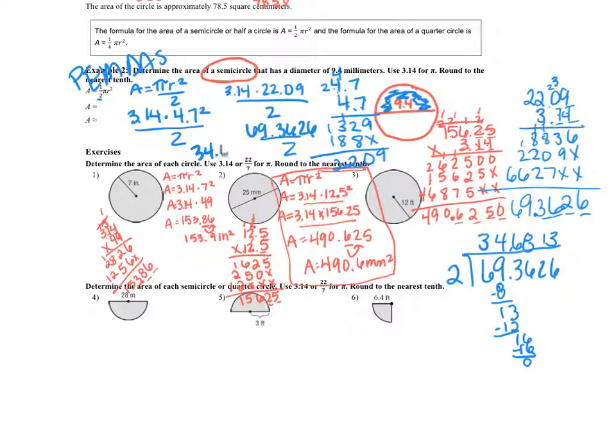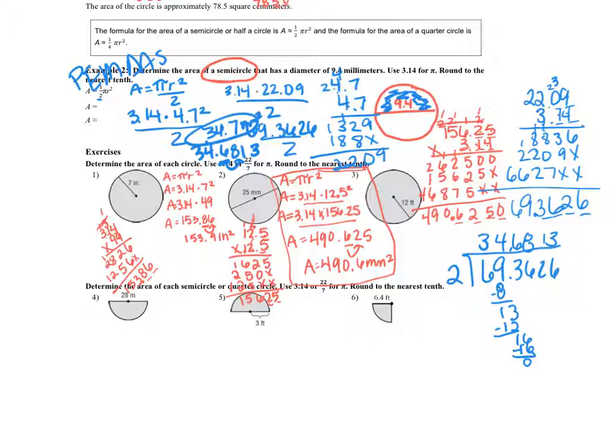34.6813. To round to the nearest tenth, that's 34.7. And it's 9.4 millimeters, so millimeters squared.